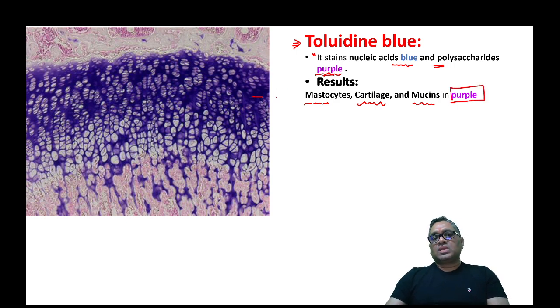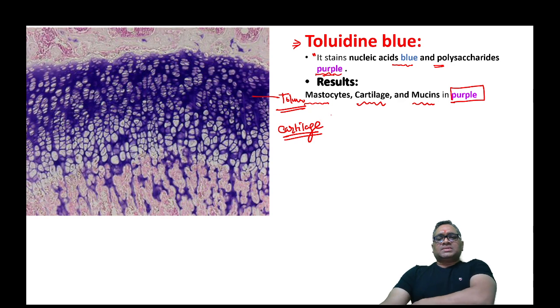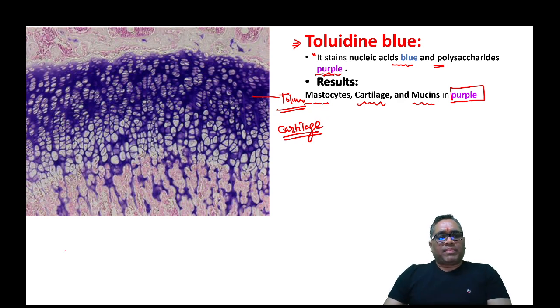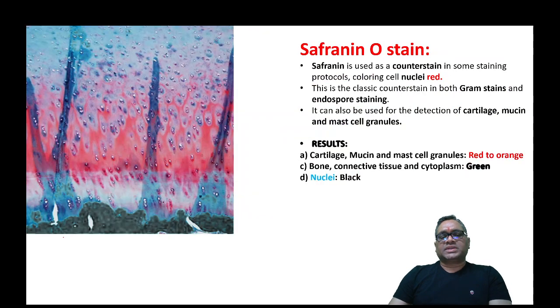Right? So now you can see all these are the mast cells, or these are the toluidine blue positive. Here we are not seeing mast cells, these are the cartilage tissue, which we are seeing in purple color. So purple color cartilage tissue we are seeing by toluidine blue staining. There is another stain for the cartilage, that is called safranin O.